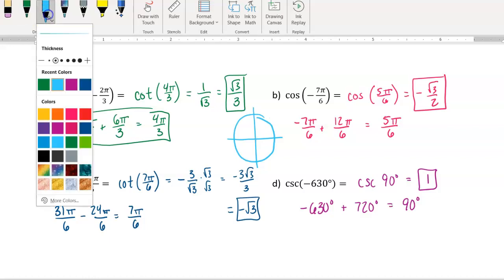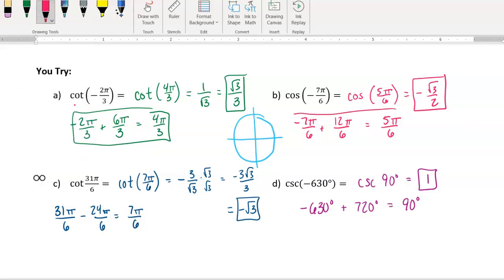Let's look at that one. For that one, we're going to start with, again, finding a coterminal angle with negative 7 pi over 6. So I would add 2 pi, which is equivalent to 12 pi over 6. When you add those together, you get 5 pi over 6. So cosine of negative 7 pi over 6 is coterminal with the cosine of 5 pi over 6.